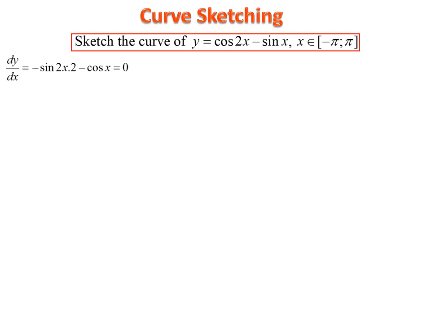So derivative. Using chain rule, minus sin 2x times 2, 2 being the derivative of the inside function, minus cos x, equal to 0. So I use the double angle formula. Sin 2x is 2 sin x cos x, so I end up with 4 sin x cos x, and I've changed the signs throughout the equation. Factorize, and that gives me two possibilities.